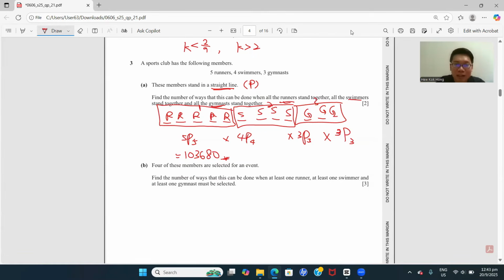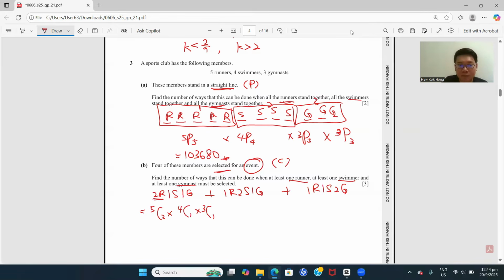Next, 4 of these members are selected for an event. Selecting for an event is a C situation. Find the number of ways this can be done when at least 1 runner, 1 swimmer, 1 gymnast must be selected. So we just list down all the situations and count 1 by 1. We can start from 2 runners, 1 swimmer, 1 gymnast, or 1 runner, 2 swimmers, 1 gymnast, or 1 runner, 1 swimmer, 2 gymnasts. Then we count 1 by 1. Runners, we have 5, so it's 5C2. Swimmers, we have 4, 4C1, 3C1.